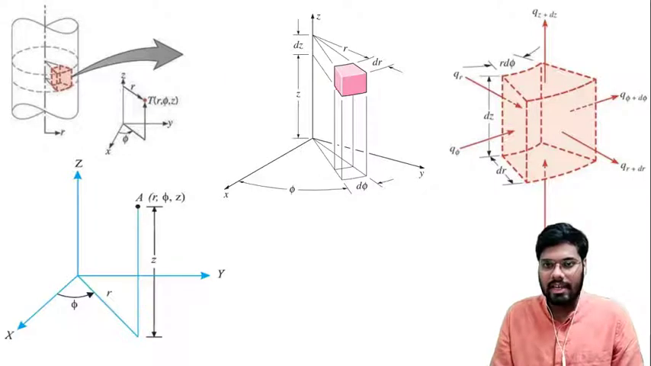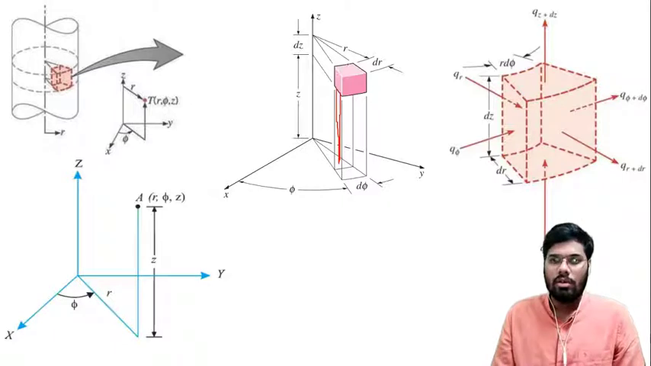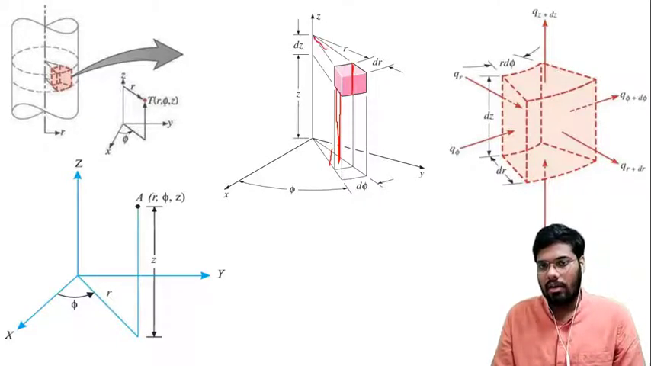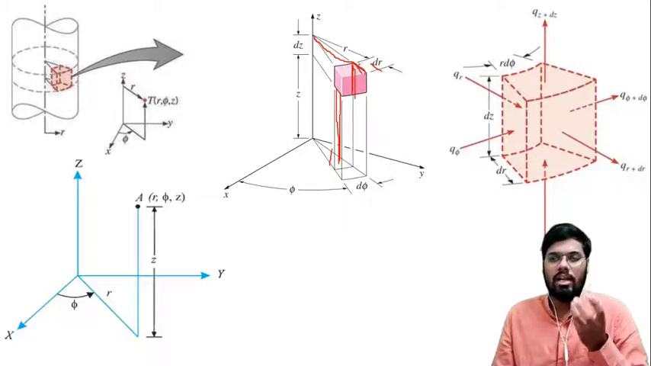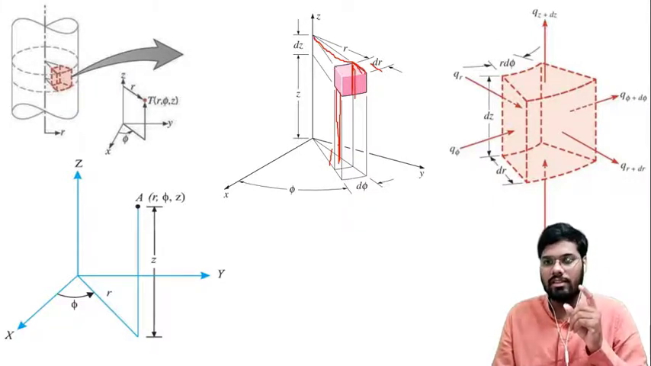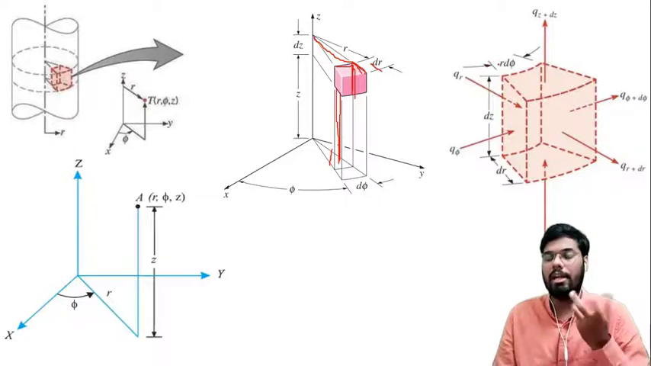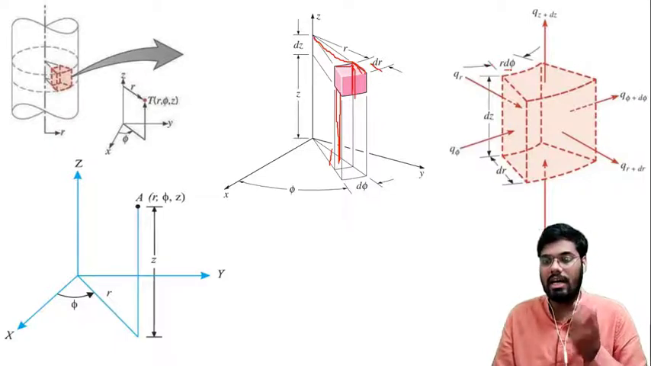This is the height z from the xy plane, so the value of this side would be dz. If this much is z, then the height would be dz. If this is the distance r, then this side would be dr, because this is a small element, so we can consider this size as dr. This is height dz. Now to get the volume, we need the value of this side, which would be r d phi. Now we need to understand why this is r d phi.